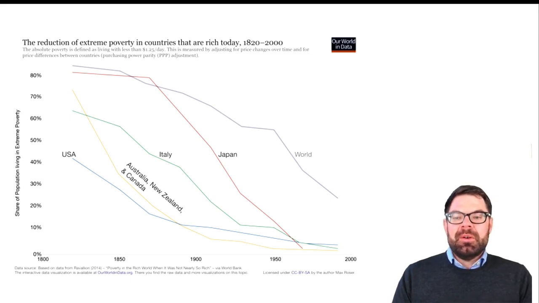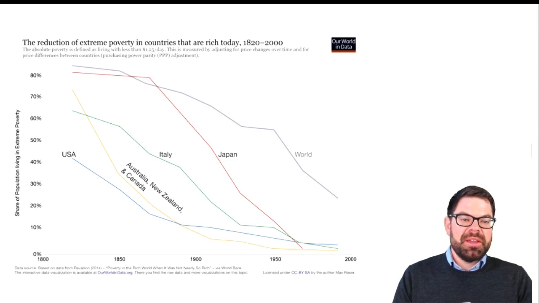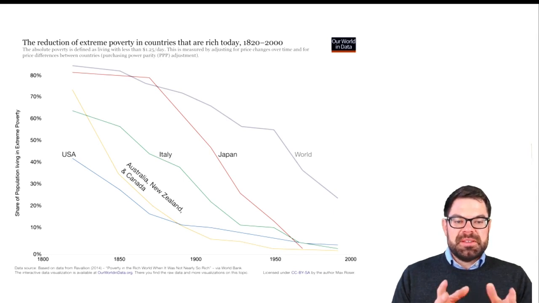Now, the first graph I want to show you shows the level of extreme poverty in different countries over time, or in different regions. And extreme poverty is measured as follows: a person is considered poor if they have less than 1.25 US dollars in 2000.